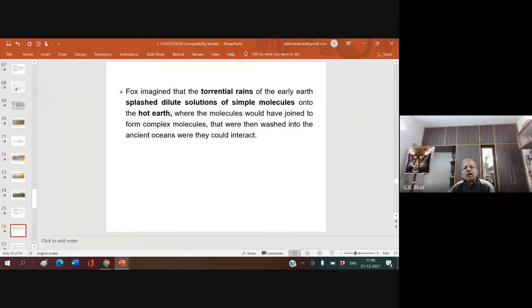Fox had imagined that the torrential rains on the early Earth, you may know that there were continuous rains for hundreds of years, splashed dilute solutions of the simple molecules onto the hot Earth, where the molecules would have joined to form complex molecules that were then washed into the ancient ocean where they could interact. You must also remember that the first life originated in the oceanic environment, right?